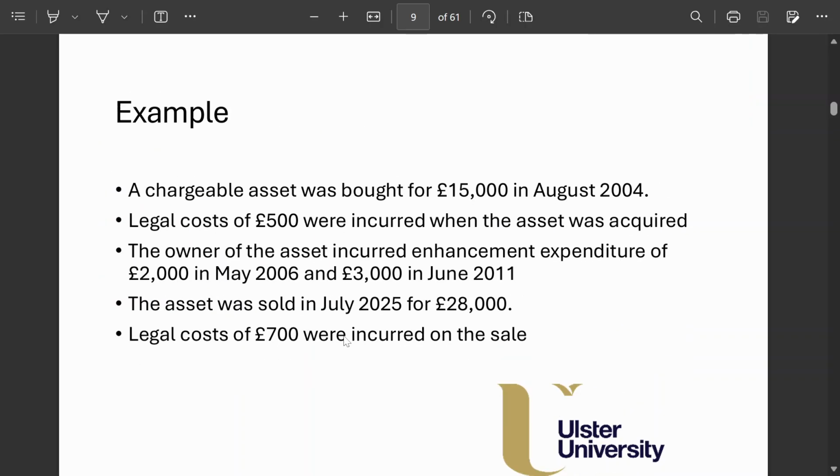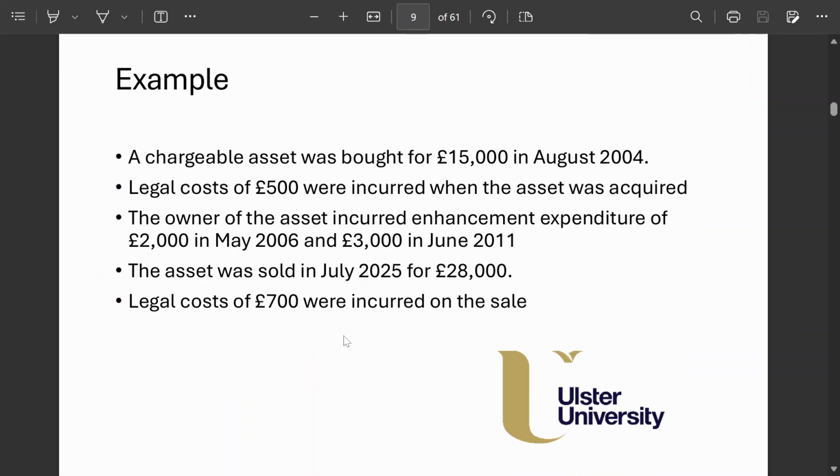Let's see, chargeable asset. This is an example. Okay, so you see that they bought it. The cost of acquisition was 15. Then now you're adding another 500 to the cost of acquisition. The incidental cost of acquisition is 500. Then enhancement expenditure is 2,000 and 3,000, so that's 5,000. Then they sell it for 28, and while selling they have 700 of incidental selling costs. So basically, how will this get done?